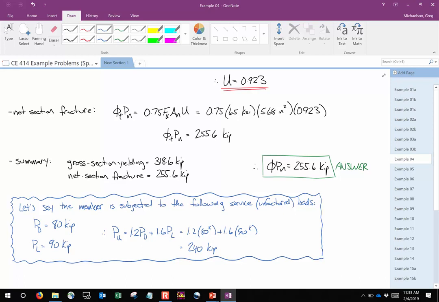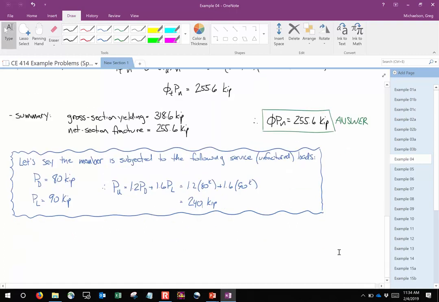So what do we got to do? Beef it up, right? So after this, once we get finished with this example, maybe our next question is, how do you select a member to safely resist loads? And you know what they call that? They call that design. So structural steel design. Oh, but we're not quite done. We got one other thing to check, and that's slenderness.